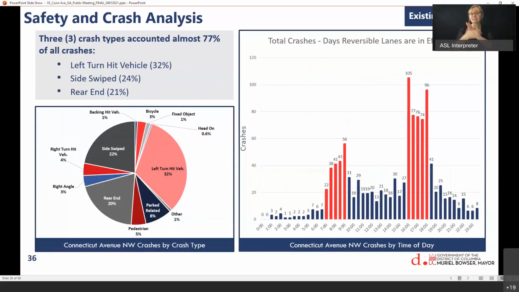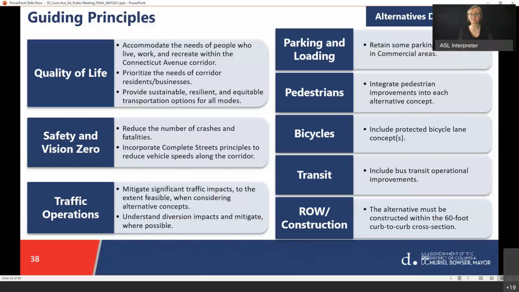Thank you, Anne-Marie. I'm going to talk a little bit about the guiding principles of the study and some of our initial findings on the alternatives, and then Cynthia is going to talk about the alternatives themselves. So, some of the guiding principles of the alternatives.